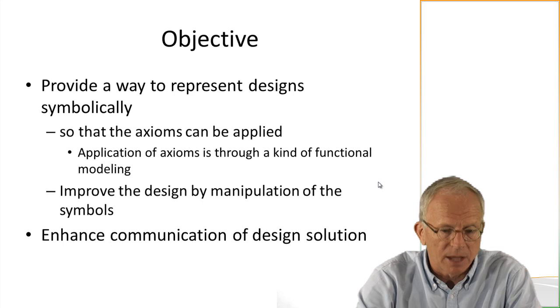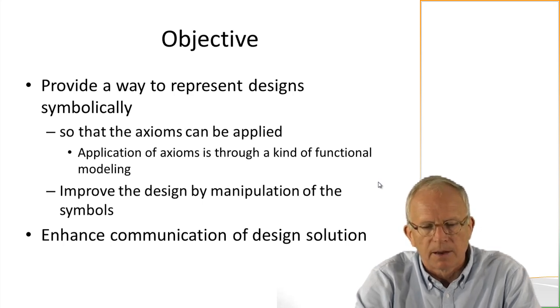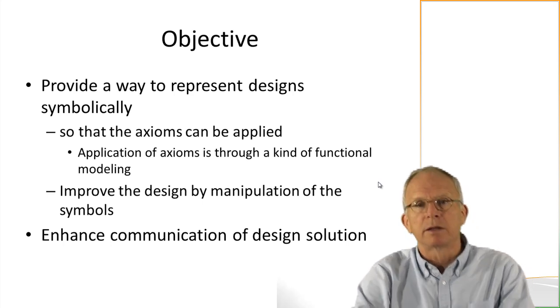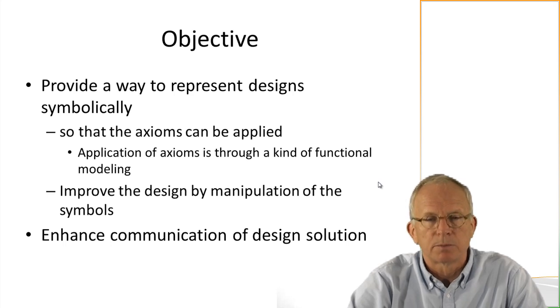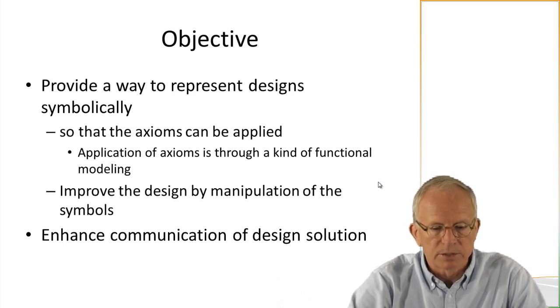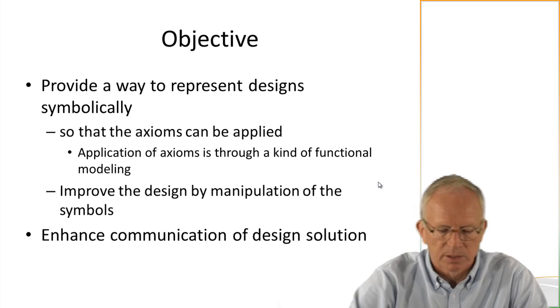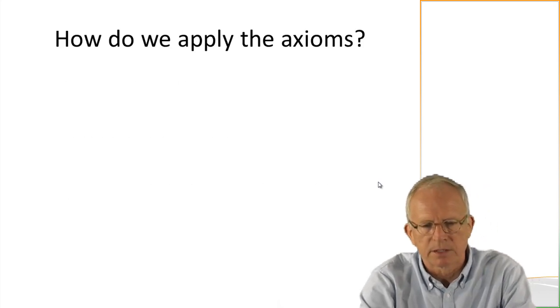So the application of the axioms, as we've been discussing, provides us with a kind of functional modeling so that we can tell which design solutions, or which potential design solutions, are the most promising or will be the best early in the design process, so we can allocate resources appropriately. We also want to be able to capture the design symbolically so that we can improve communications about the design solution, and this will speed up the design process.